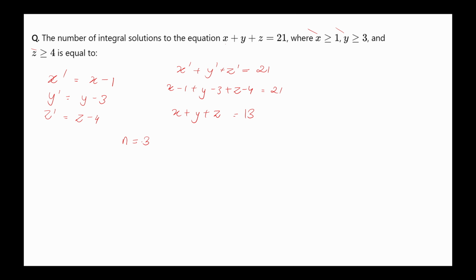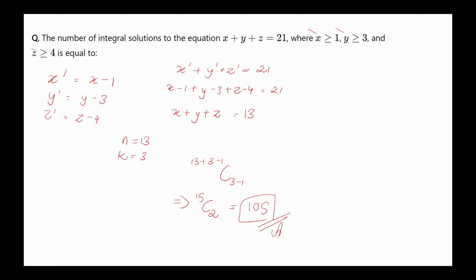So here my n would become 13, my k would become 3, and the number of integral solutions would become 13 plus 3 minus 1 C 3 minus 1. So from here what do we get? This would become 16 minus 1, 15C2. And what is the value of 15C2? 15 into 14 by 2, which makes it 15 into 7, which becomes 105.